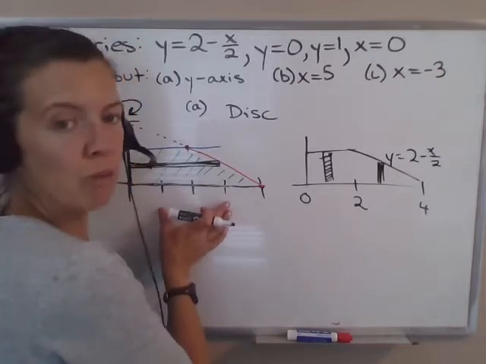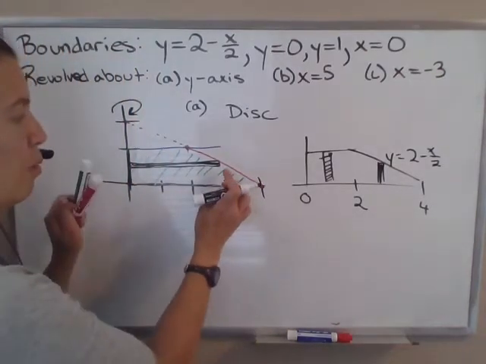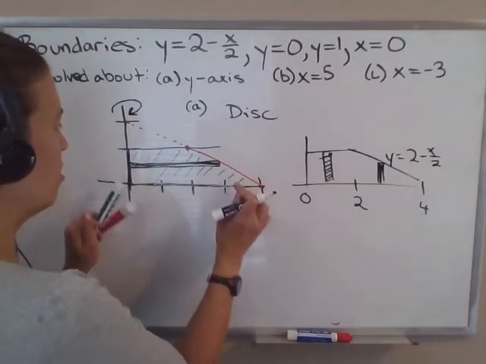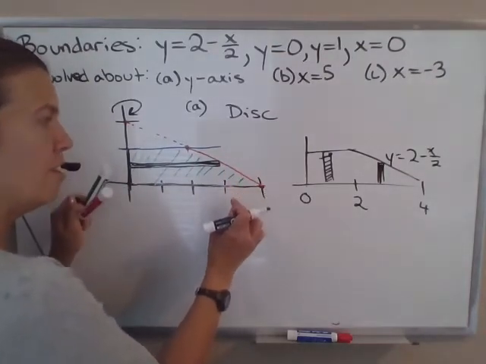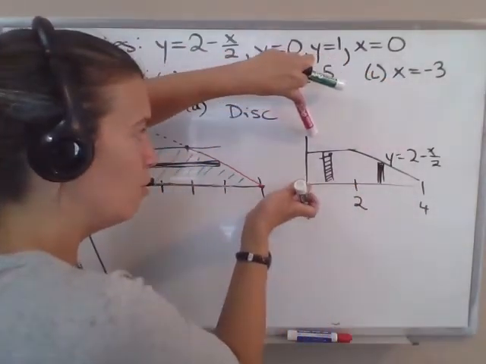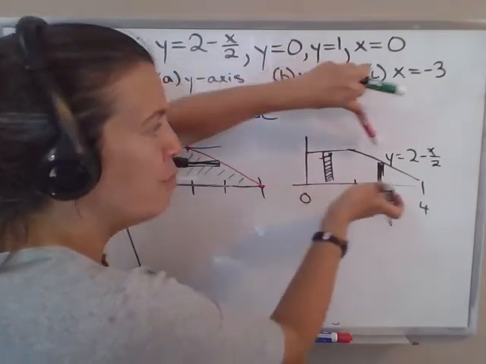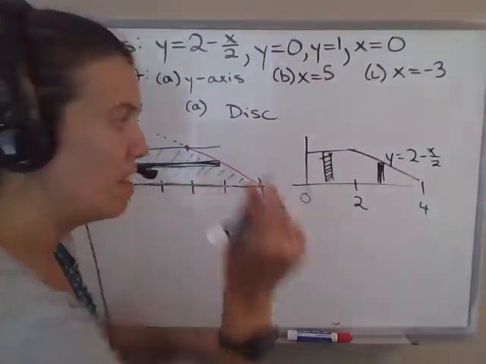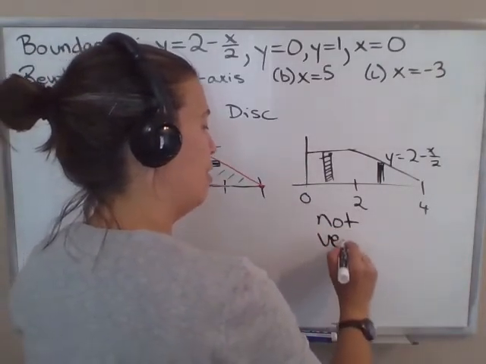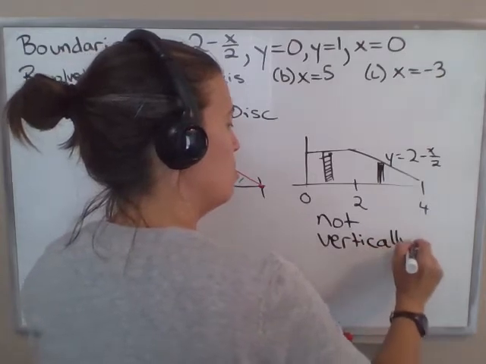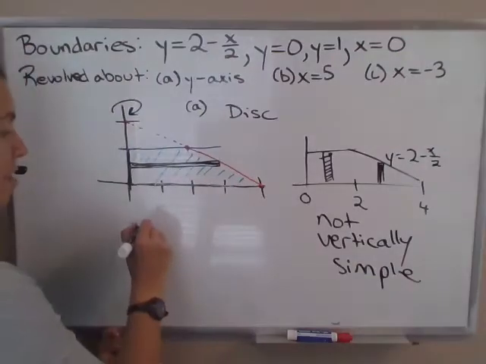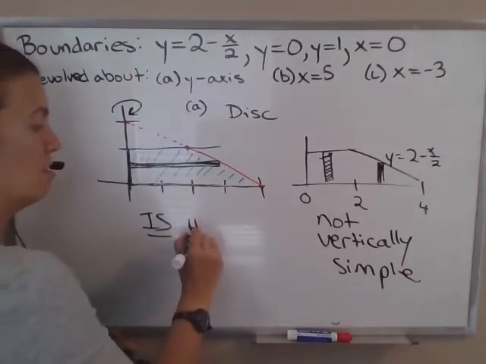So this region is what we call horizontally simple. When you look at it right to left, it's simple. It's always got the blue boundary on the right. It's always got the y-axis as a boundary on the left. It's not vertically simple, because when you try to look at your rectangle vertically, you've got different boundaries for different values of x. So we say this is an example of a region that is not what we call vertically simple. So we do not want to use a vertical rectangle for that reason, but it is horizontally simple.